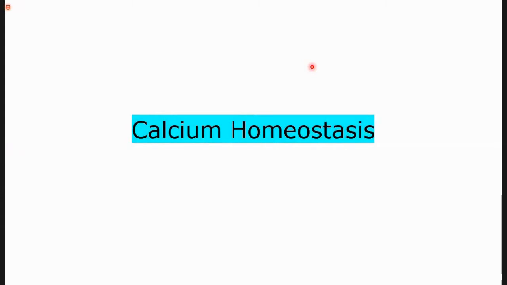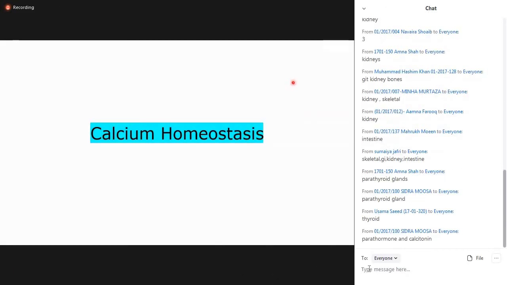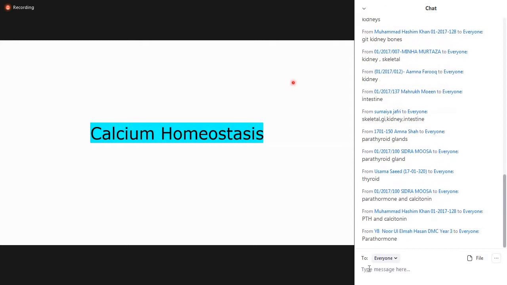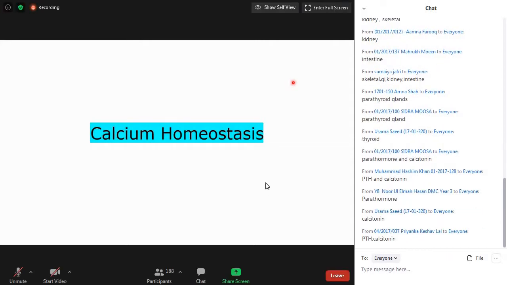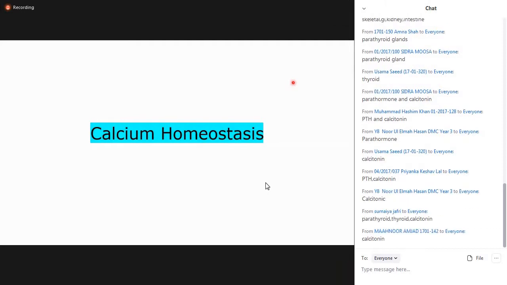For example, as you just rightly wrote in your text box, can you please write it again, the possible hormones which are involved? Yes, thyroid, in which form? Calcitonin. Excellent. Parathyroid hormone and calcitonin. Okay, excellent. Thyroid, calcitonin, parathyroid.